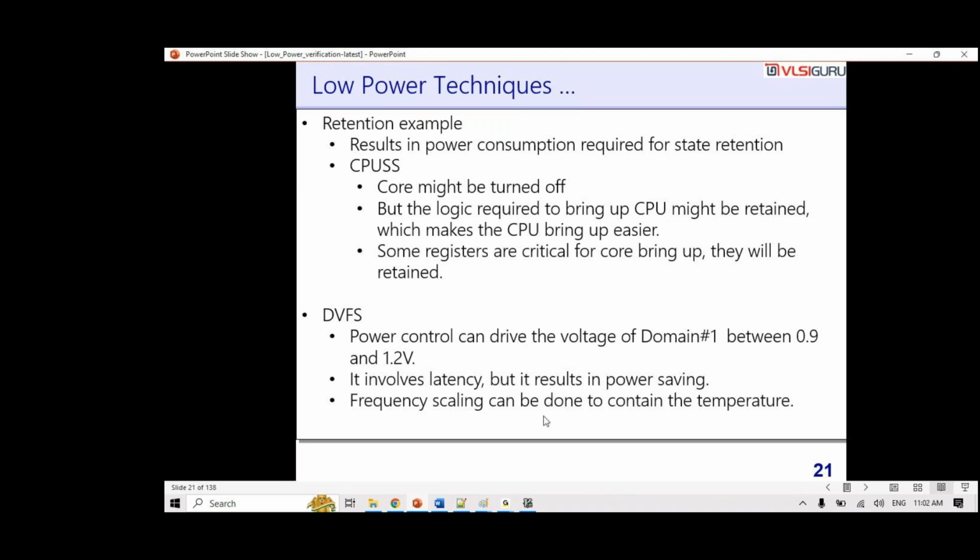Frequency scaling can be done to contain the temperature. Scaling can be done to contain the power consumption. One is to control the temperature, and you can do frequency scaling. These two are also somehow related. Power and temperature are related to each other. As the temperature increases, to cut it down, they reduce the frequency immediately. To reduce the power consumption, they reduce the voltage.